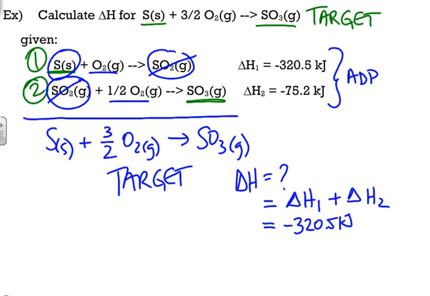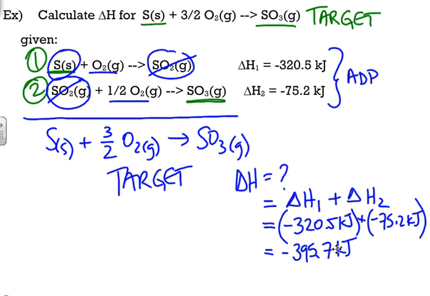punch in my numbers. Negative 75.2 kilojoules. And when I punch those two numbers into my calculator, I get minus 395.7 kilojoules. Done. So that's basically how Hess's law works. If you can cancel things out to get to your target equation, all you really have to do is add up your delta H values.